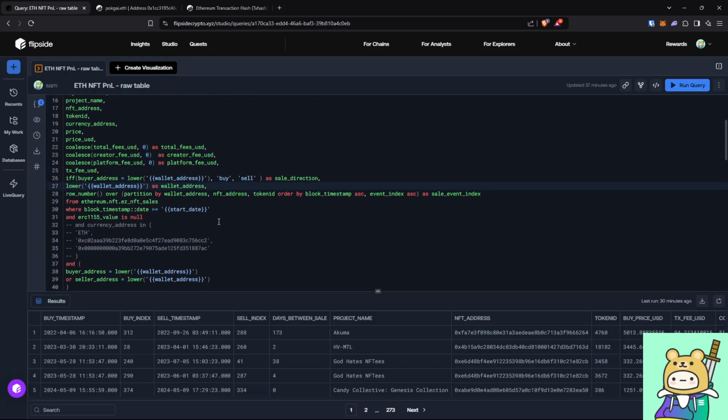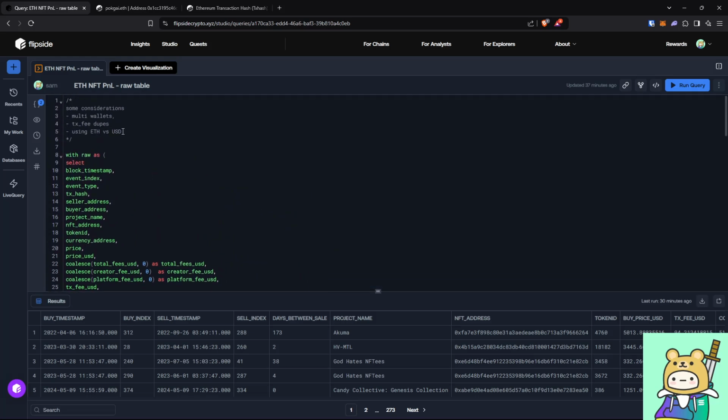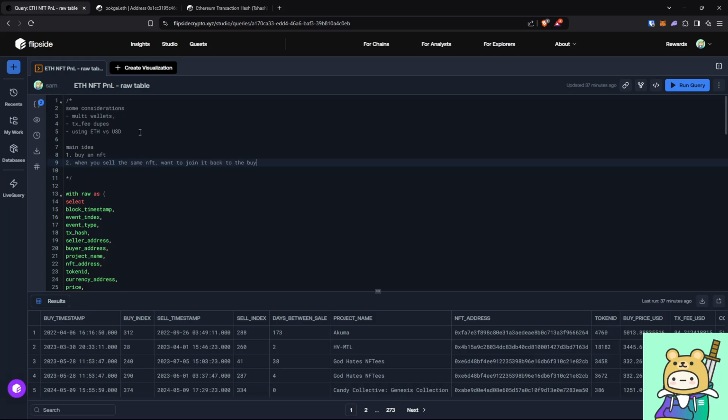Now, the whole idea behind this PnL, maybe I write this down here, right? The main idea is that you buy an NFT, right? And then when you sell the same NFT, you want to be able to join it back to the buy transaction, because you want to get both the buy price and the selling price, and that way you can know whether or not it is a profit or a loss, right?